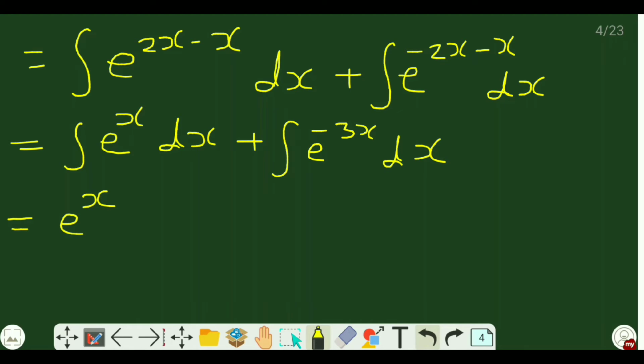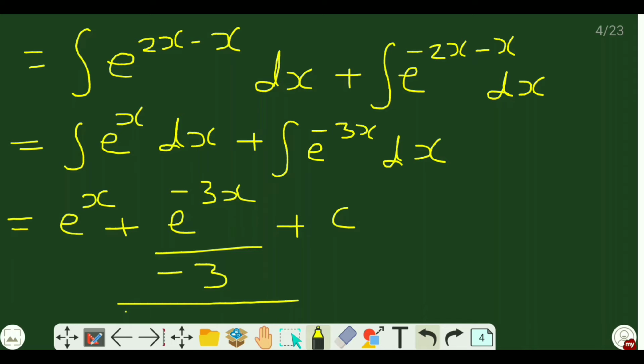What about the next term? Again, the integral of e raised to minus 3x is e raised to minus 3x. Since minus 3x is there and not x, we divide by minus 3. And thus, this becomes your answer. So, again, you can look in the textbook and select the correct alternative which is given there.